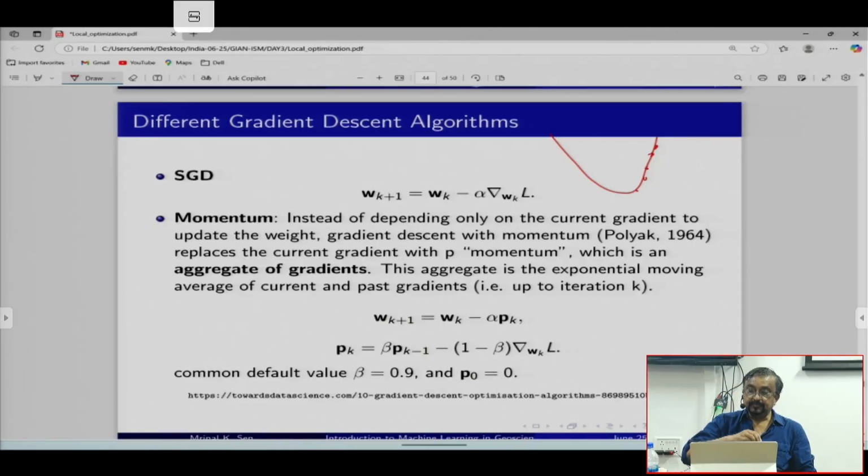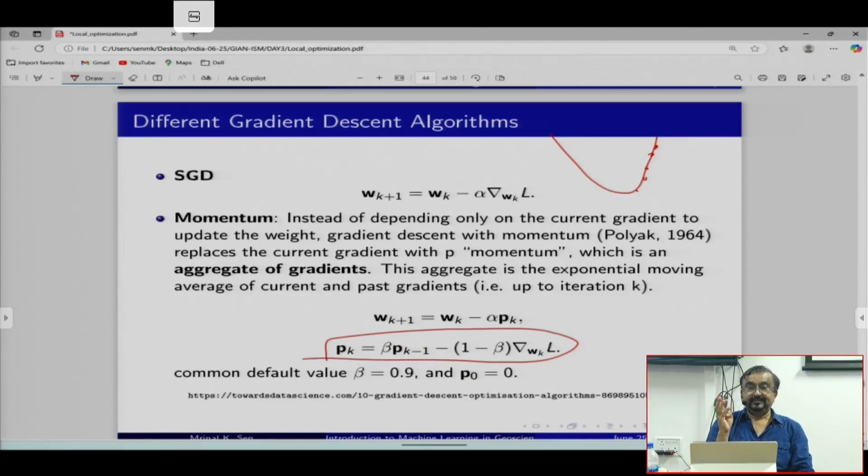Polyak is the scientist who came up with the momentum method, where he said that I will compute a momentum vector, which is nothing but the weighted sum of the gradients. As you go from iteration 1 to iteration 2, iteration 3, each time you update your gradient. And this has basically revolutionized the way we've been using gradient descent. This works really, really well, okay? And the problem that we had with this long valley can also be helped to some extent.